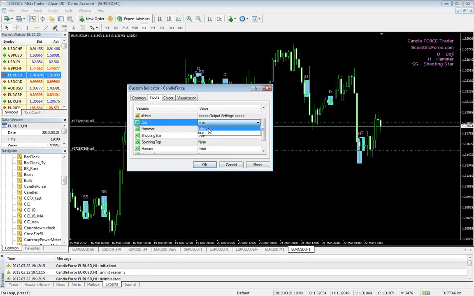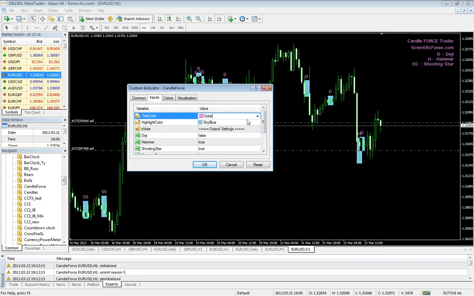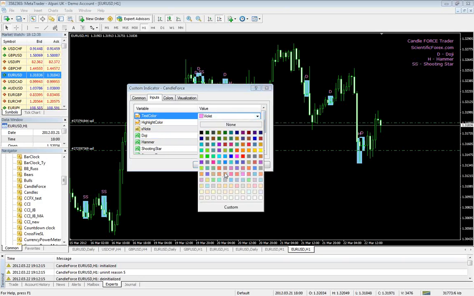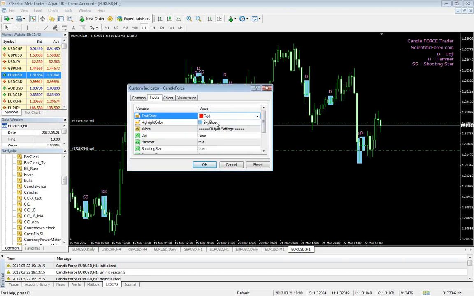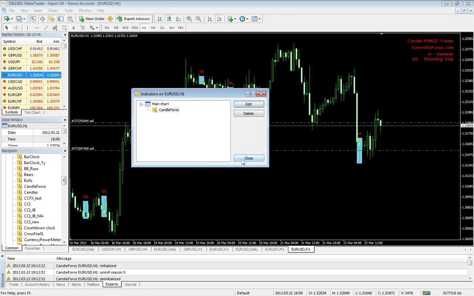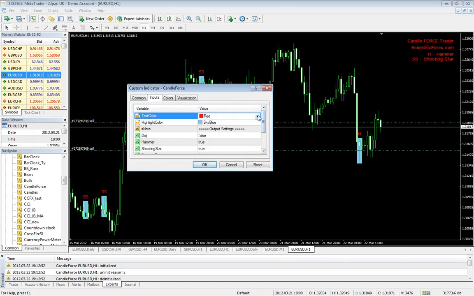Oh, I just forgot to mention, if you want to change the colors for the text, which in my case is violet, you go here in the text color and change it to the one which you want. Let's say you want it red, and the highlight color a different one. I don't know, sky blue is okay for me. Click OK. And here you go, it changes right away, and at the same time it changes the colors. Just reset this.